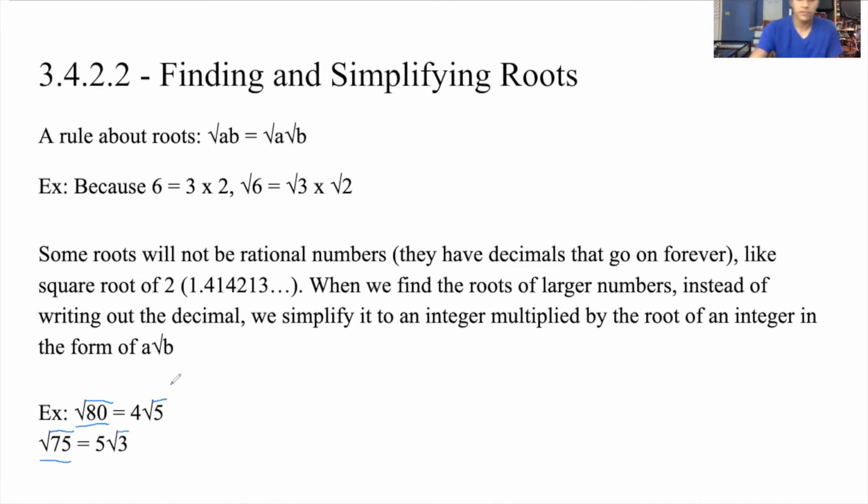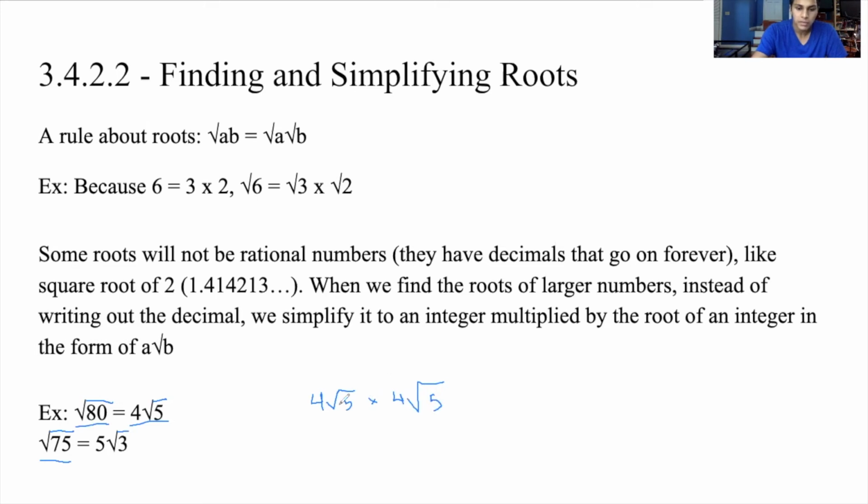Now this might be confusing, but remember, the square root is a number that when you multiply it by itself, it equals the original number. So therefore, 4 times the square root of 5 should equal 80 when multiplied by itself. And if we multiply it out, 4 times the square root of 5 multiplied by 4 times the square root of 5, it actually does equal 80. So let me show you.